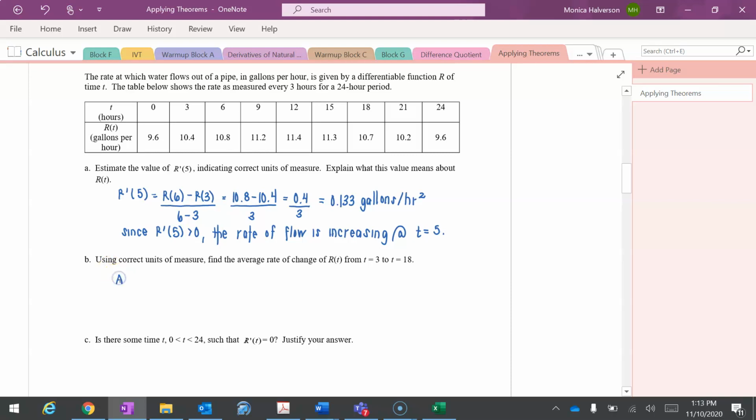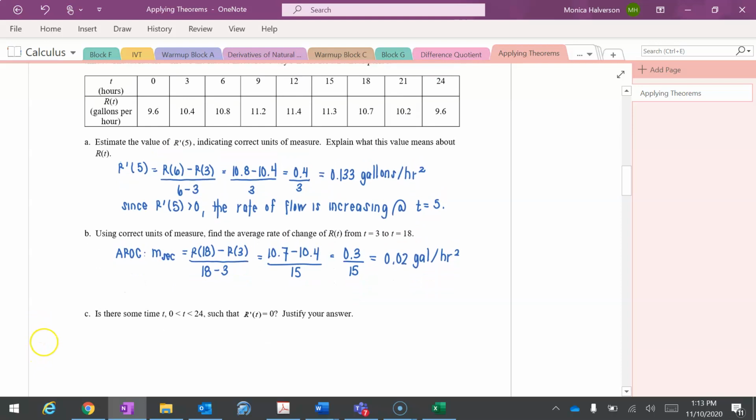Okay, so we're being asked to find the average rate of change, which we should remember is the slope of the secant, which is equal to r of 18 minus r of 3 all over 18 minus 3. So 10.7 minus 10.4 all over 15. So 0.3 over 15 is equal to 0.02 gallons per hour squared. Okay, simple enough.